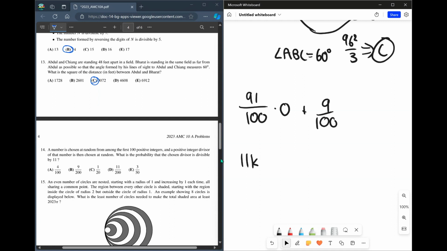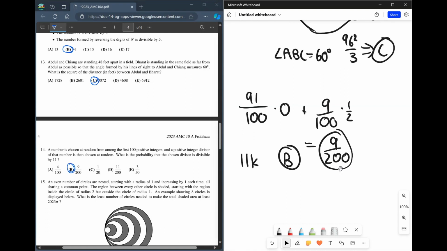Now, every single number either has a factor of 11 or it doesn't. So that means half of the divisors have 11, half of them don't. So we multiply this by 1/2, and we get our answer, 9 over 200. Answer choice B.